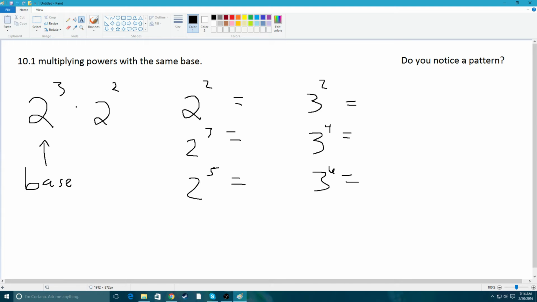So, your time to try it. Alright. Well, the 2's, 2 to the second, that's 4. 2 to the third, that's 8. And 2 to the fifth is 32.